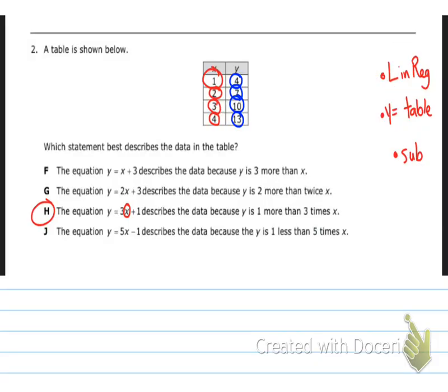I think my preference would be sub, because that's a more, you're using your brain, right. Y equals table is good too. And then linear regression, it's probably the simplest. I think sub would be better for you guys.